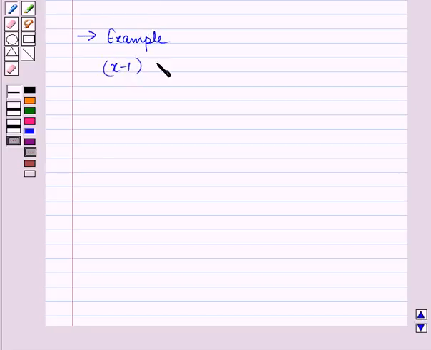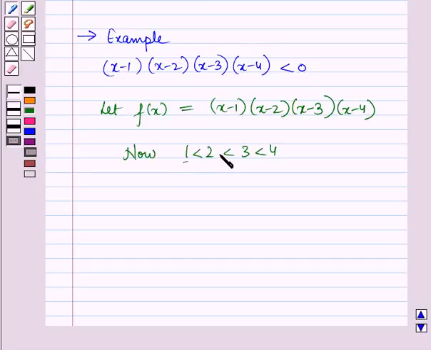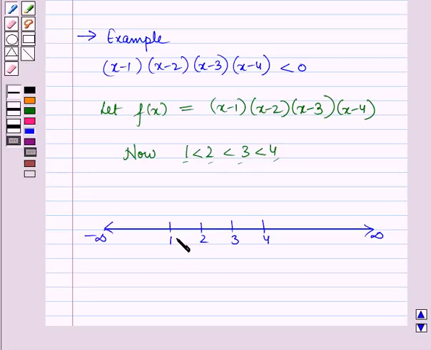Now let us take the inequality (x minus 1) into (x minus 2) into (x minus 3) into (x minus 4) is less than 0. Now let f of x is equal to (x minus 1) into (x minus 2) into (x minus 3) into (x minus 4). Now let us plot these points on the number line. So we have plotted these points on the number line in the order of their increasing magnitude.